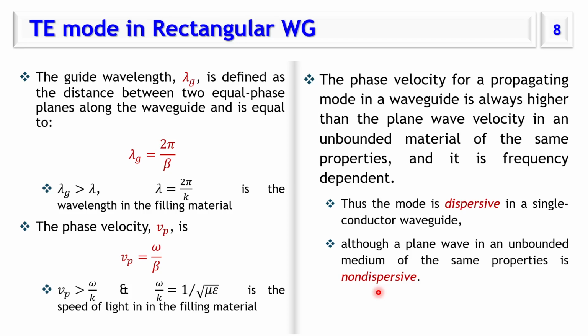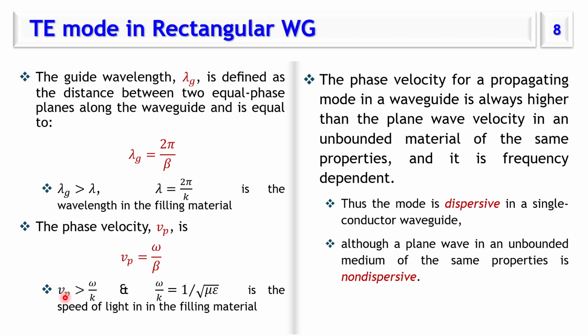The guide wavelength, lambda g, is defined as the distance between two equal phase planes along the waveguide, and it is equal to 2 pi over beta. In general, lambda g is larger than lambda, where lambda is the wavelength in the material that's filling the waveguide. The phase velocity equals omega over beta.